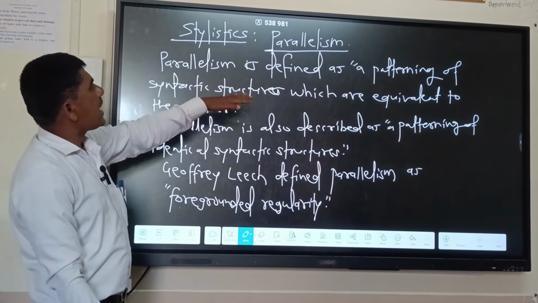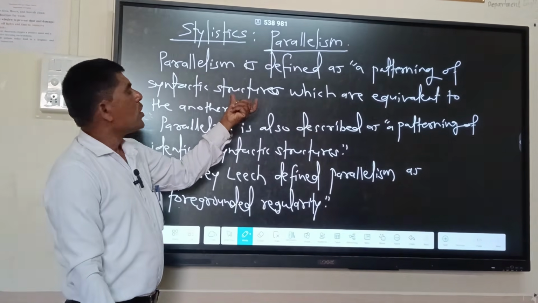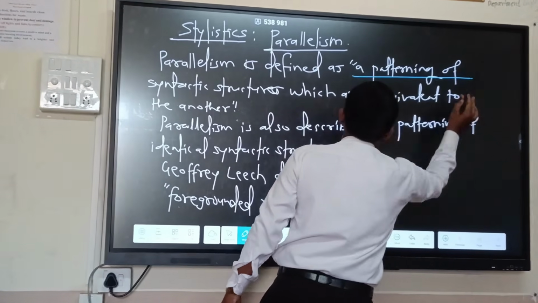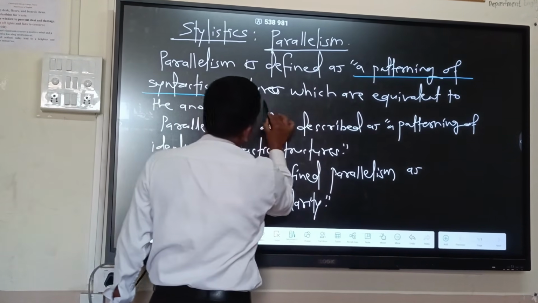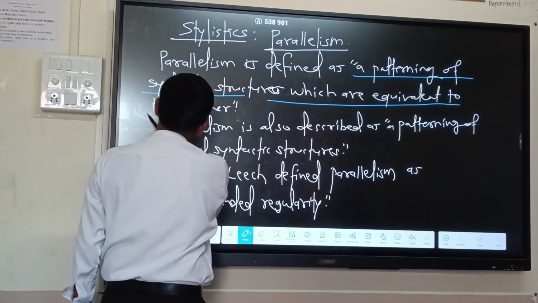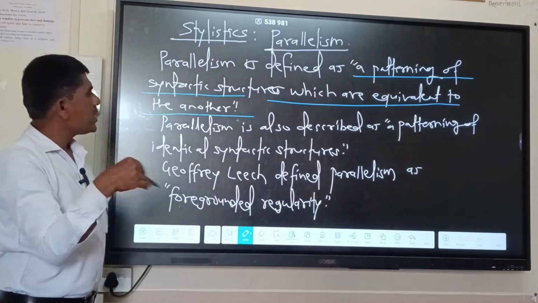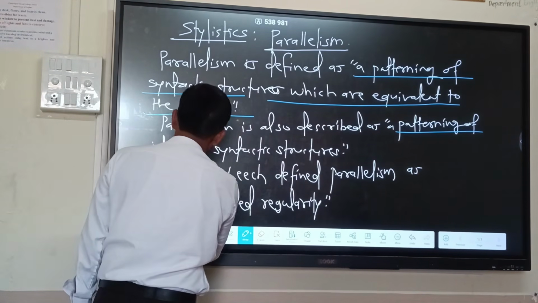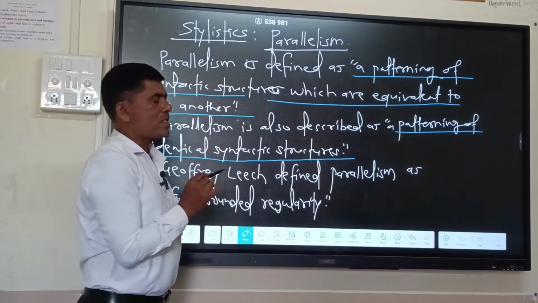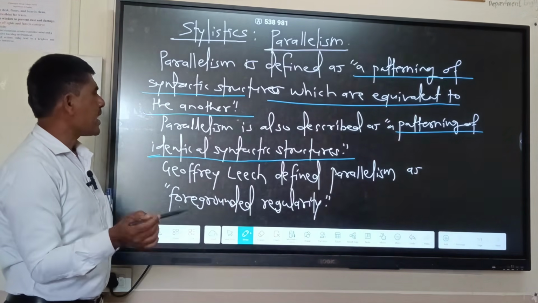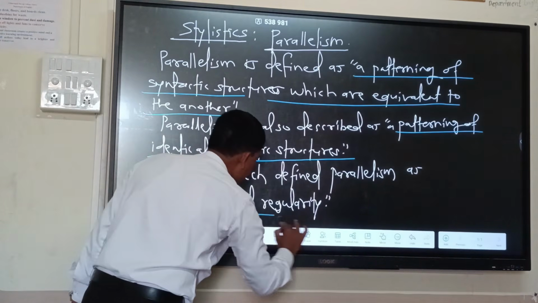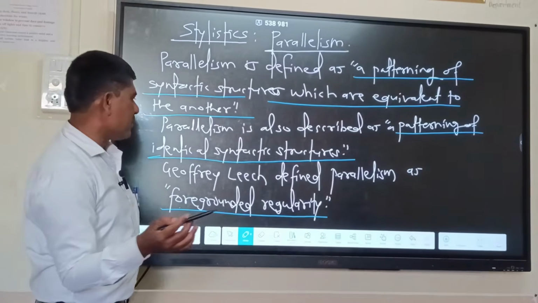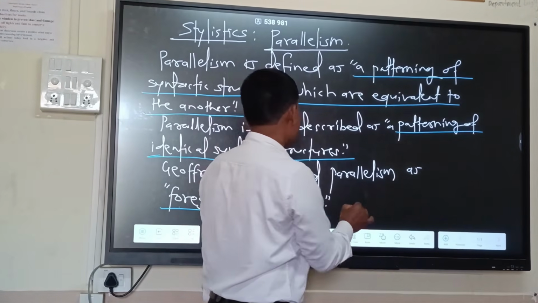So parallelism is defined as patterning of syntactic structures which are equivalent to the other. Or parallelism is also defined as patterning of identical structures. Or Geoffrey Leech defined parallelism as foregrounded regularities, meaning that in parallelism there are some extra regularities.